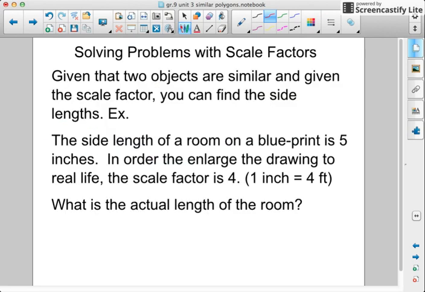So we can solve problems with the scale factors now. Given that two objects are similar and given the scale factor, you can find different side lengths. So the side length of a room on a blueprint is 5 inches. In order to enlarge the drawing to real life, the scale factor is 4. So 1 inch could equal 4 feet. What's the actual length of the room? Since the scale factor is 4, and on the blueprint it is 5 inches, I could just go 5 times 4. In actual life, it would be 20 feet.